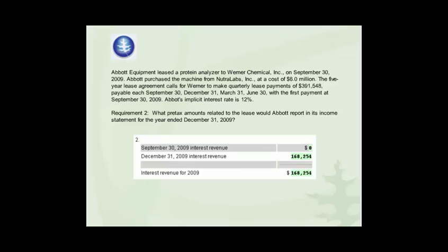Okay, next we determine what pre-tax amounts related to the lease Abbott would report in its income statement for the year ended December 31st, 2009. And you'd need to rely on the information we just explored on the last slide. At September 30th, 2009, there's no interest revenue. That's when the lease was signed. But we did record $168,254 of interest revenue for the next 3 months, and we record that on December 31st, 2009. So that's the full amount we would see on the income statement of Abbott Equipment Company.